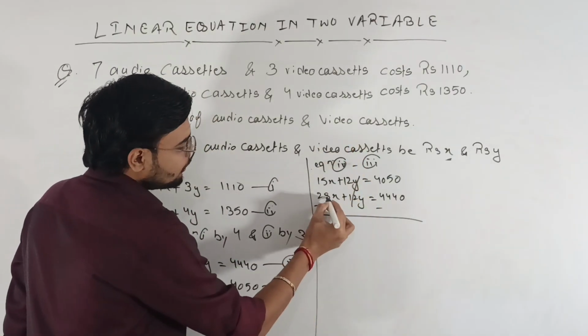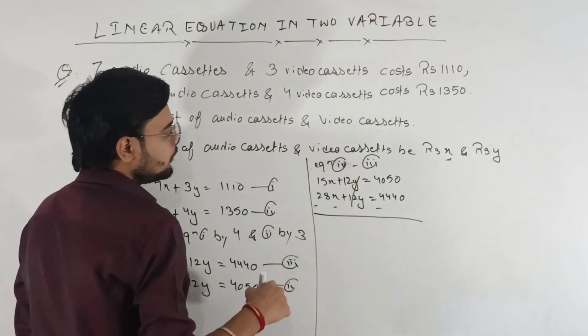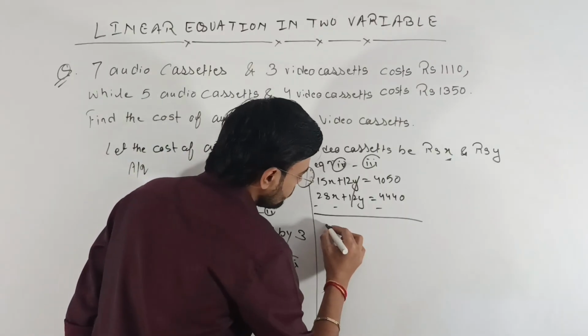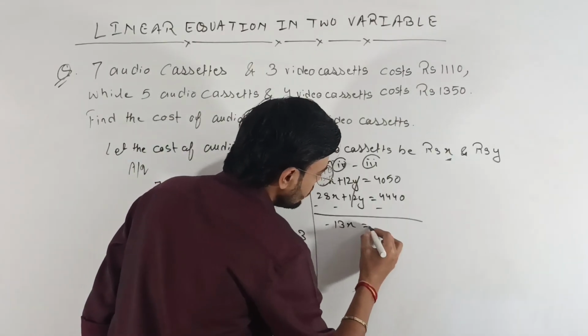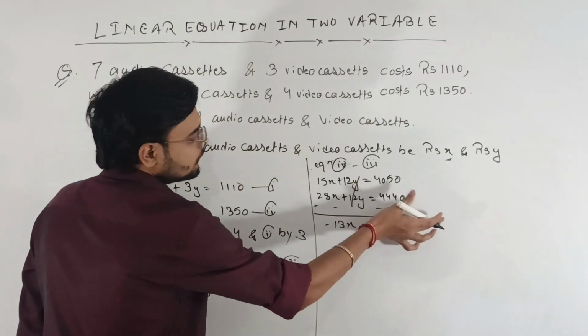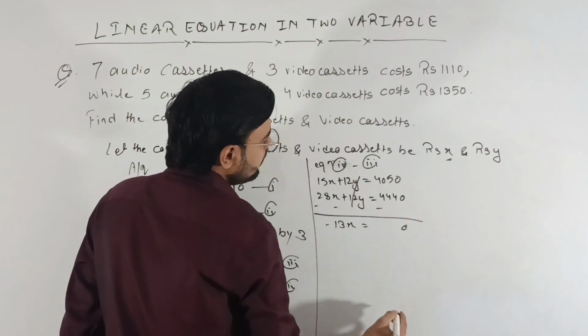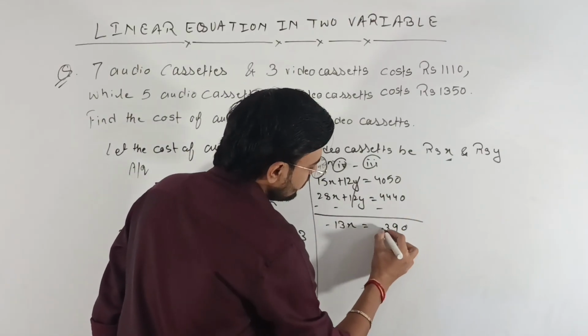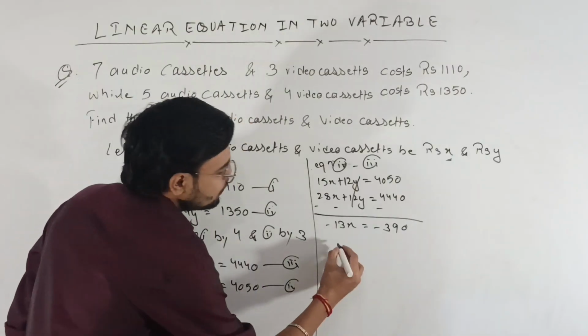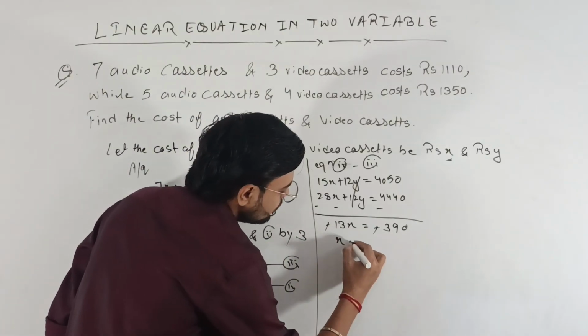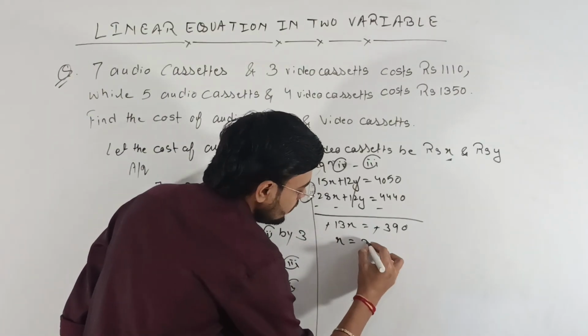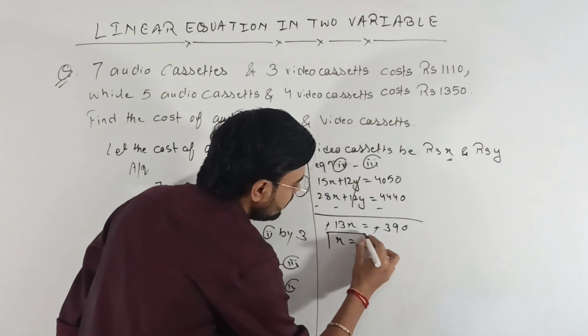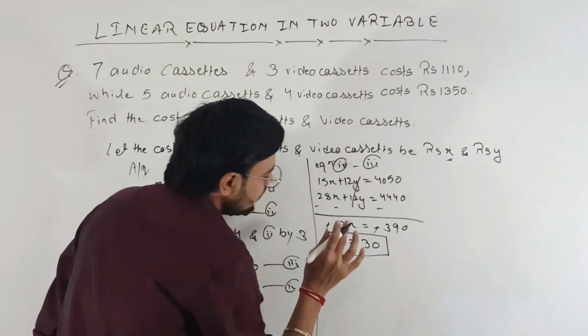Now 28 minus 15 is what? 28 minus 15 is 13. This is minus 13x equals to, now subtract this one, 4440 minus 4050 is 390. Okay, so minus minus cancel, and x equals to 390 divided by 13, which is 30. Okay, we have x is 30.